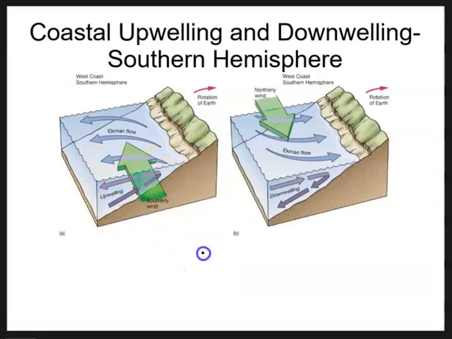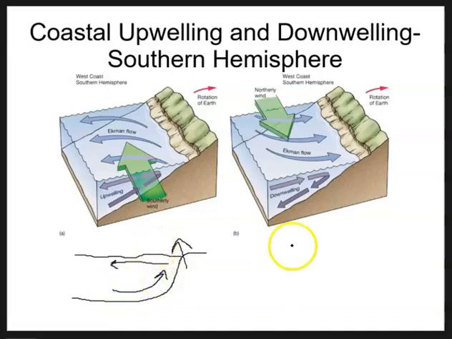So again, I can show you another ocean profile. Okay, so here's the coast, here's the seafloor, here's the surface of the water, and here's the wind. Okay, 90 degrees to the left is going to be like this. So it's moving away from the shore, which results in water coming up to fill in the water that is moving away from the shore. So that results in upwelling.